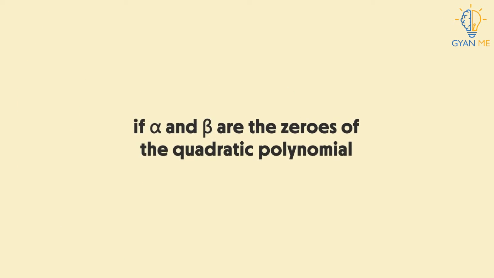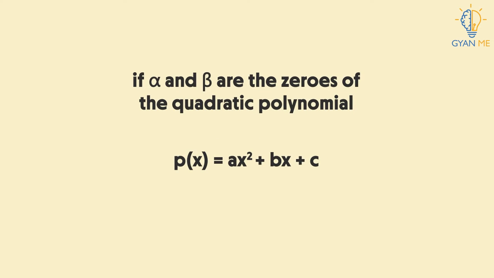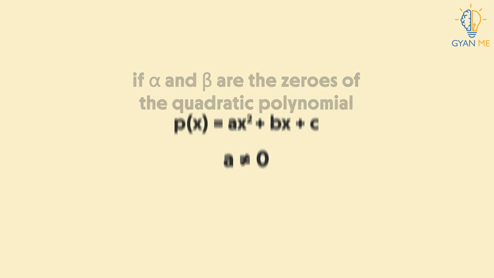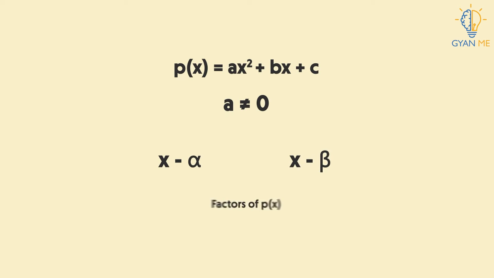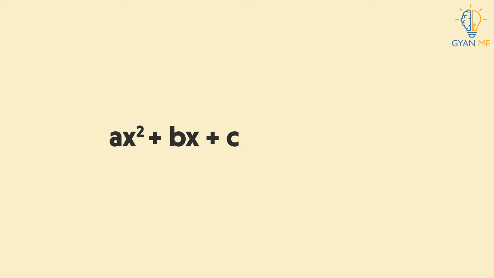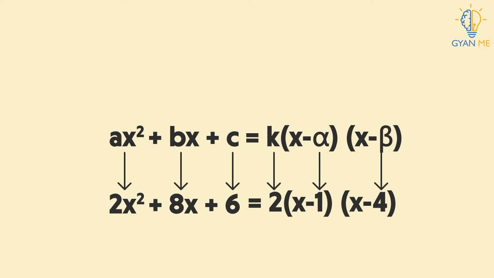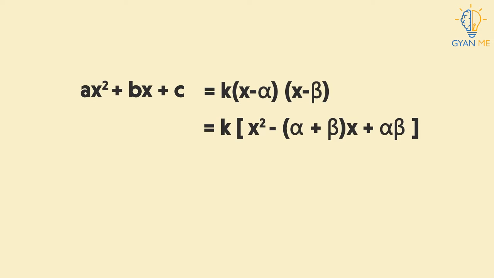In general, if alpha and beta are the zeros of quadratic polynomial p of x is equal to ax square plus bx plus c, where a is not equal to 0, then you know that x minus alpha and x minus beta are the factors of p of x. Therefore, ax square plus bx plus c is equal to k into x minus alpha into x minus beta, where k is a constant. Now, when we take k common, we get k into x square minus alpha plus beta into x plus alpha into beta.